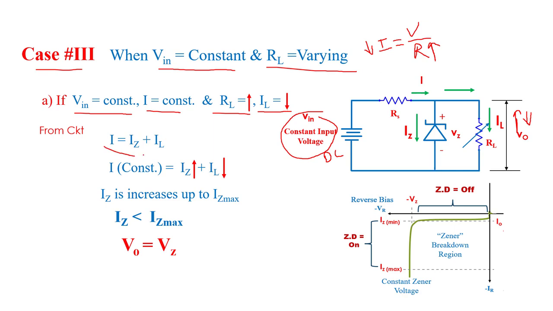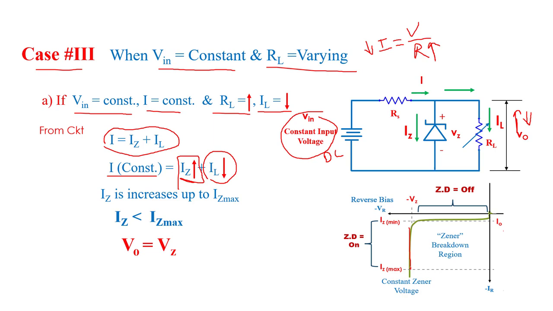Now with the help of this current equation, I is constant because V input is constant. IL is decreasing because RL is increasing this time. So what about IZ? IZ is increasing to balance the circuit, as IL is decreasing. With the help of the VI characteristic, we have to increase IZ only up to IZ maximum.